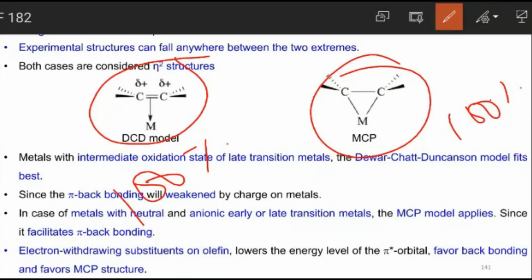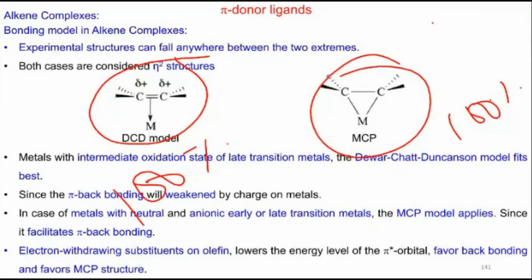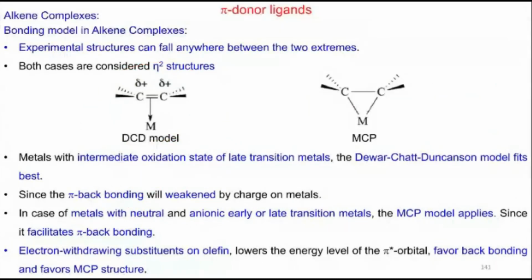It is always in between, and therefore what we do is say: if the pi back bonding is poor, then the geometry adopted by the olefin will mostly be the DCD model, where the sigma bonding dominates. If the pi back bonding towards the olefin is greater compared to the other ligands, then we see them adopt the MCP model. So that is what the first line says: the experimental structures can fall anywhere between the two extremes. It is never going to be exactly the MCP model or exactly the DCD model. It's always in between the two.